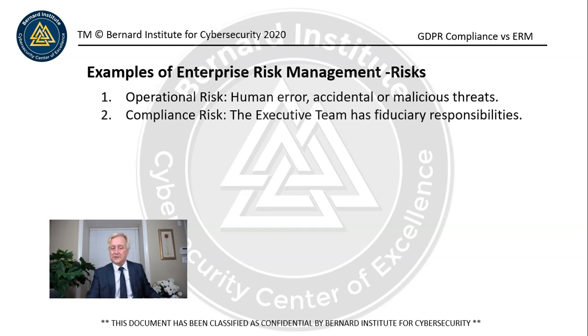Two, compliance risk. So the executive team has fiduciary responsibilities. I don't know if you know this, but a director and above can be fined or can be taken to court and put in jail if there's a problem. Many of the breaches that have happened over the last 10 years, the CEO has been automatically fired. Just like that, right? The board of directors said, it's your fault. You know everything that's going on in your organization.